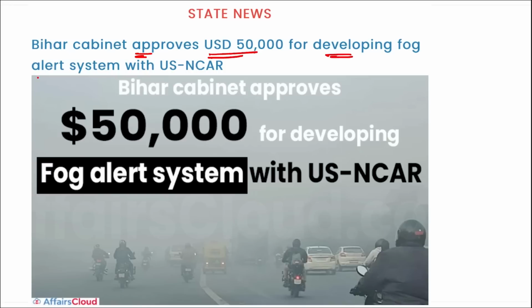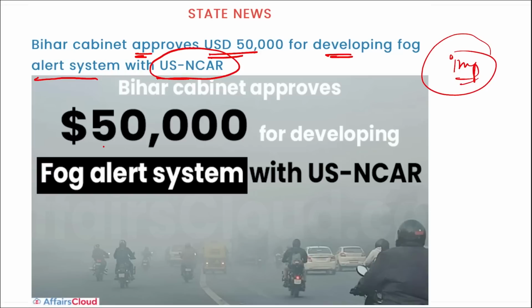Next, if we talk about state news, the Bihar cabinet has approved $50,000 for developing a fog alert system with UCAR. Important news, friends, remember this: recently, the Bihar government has approved $50,000, and these $50,000 were approved for developing a fog alert system with UCAR.